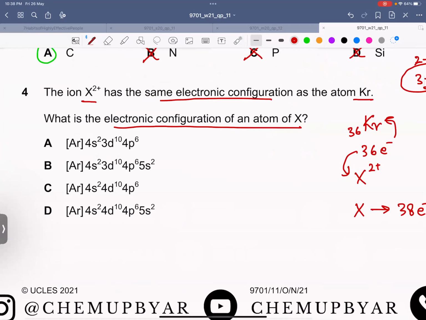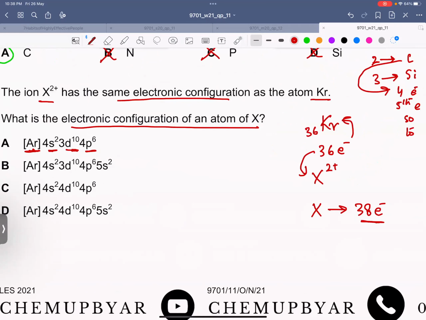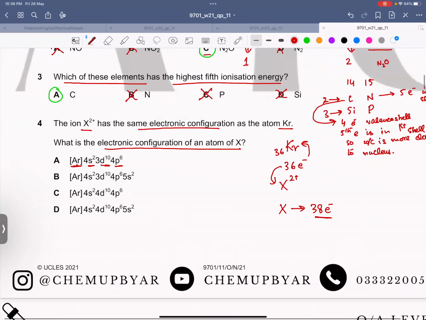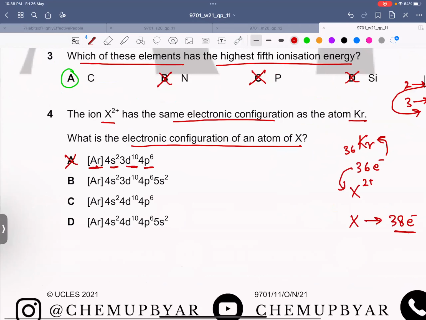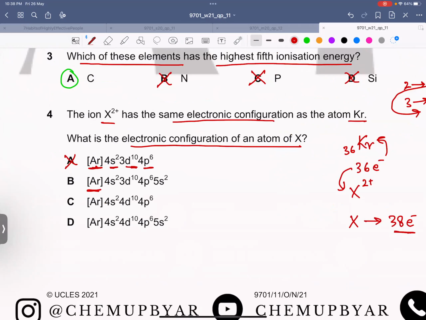Okay. So if you count from here, 18 electrons over here, 19, 20, then 30, and 36 electrons. But we need to show the electronic configuration till 38 electrons. So A is wrong. Now 18 electrons still over here. Then after that we have 4s2, after 4s2, 3d10, 30 electrons, then 4p6, 36 electrons, and then 2 electrons, 38 electrons. That can be an answer.